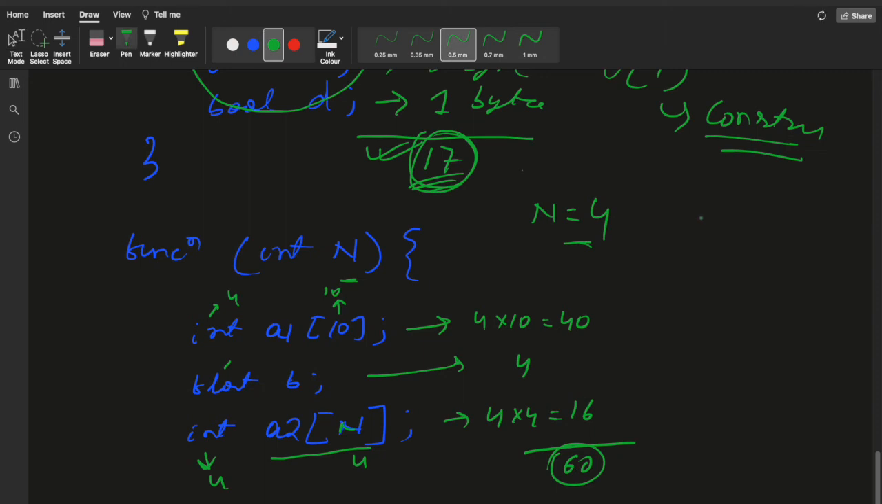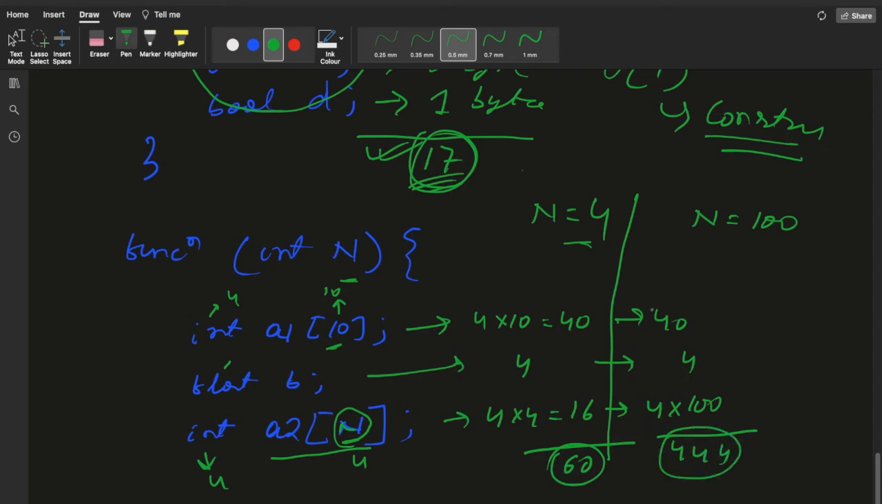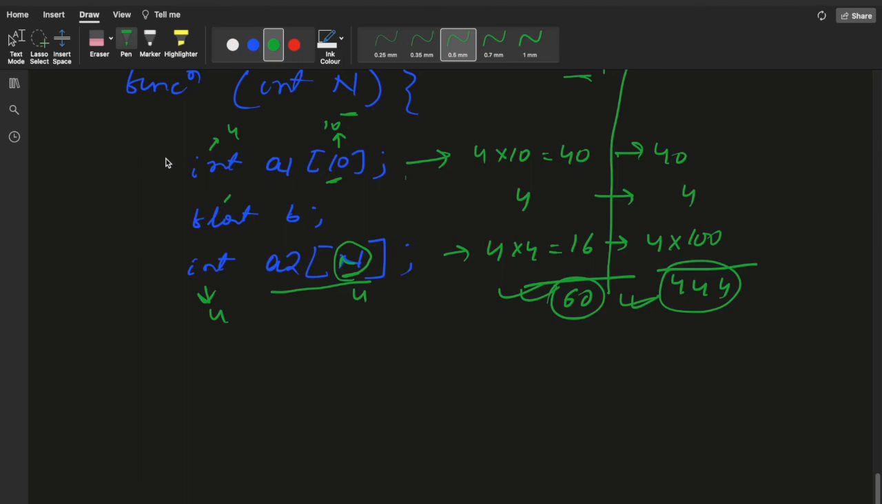Now let's say I am increasing the n value to 100. a1 is not depending on n, right? So it is always 40, and the float is also always 4. But a2 is depending on the input n. So 4 into 100, what is the value? 400. If you observe, if n is increasing or decreasing, then this size changes accordingly. It means this algorithm depends on the input value, so the space will be big O of n, right?